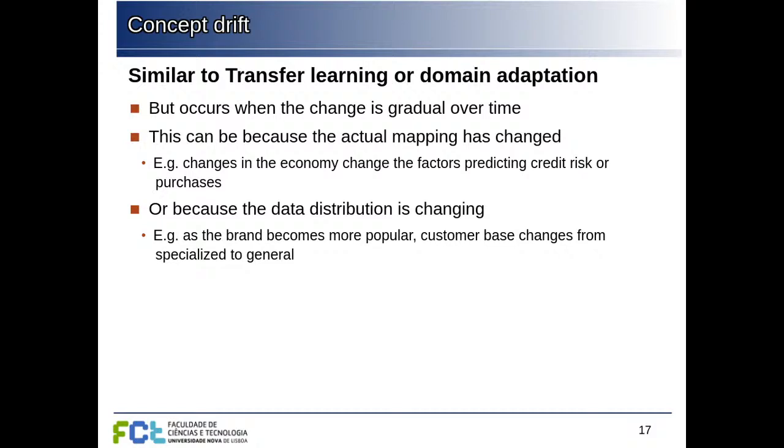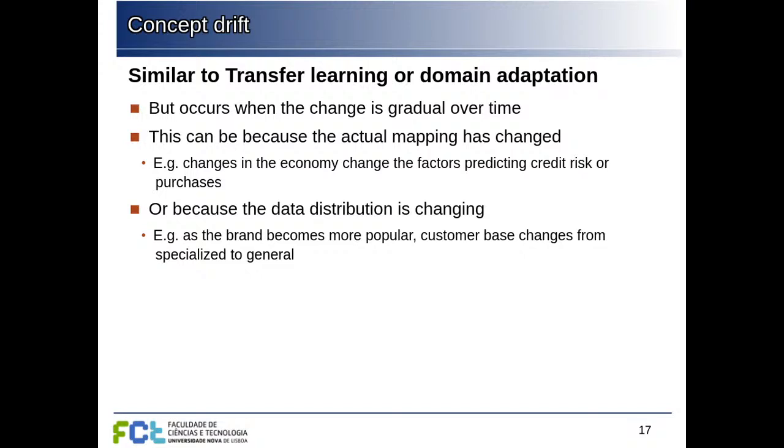The concept drift would be a case where something is changing, but it's a gradual change over time. This can be that the way the input maps to the output changes. For instance, changes in the economy may change the importance of some factors in assessing credit card risk, for example, if the person has a job or not, the kind of car they drive, things like that. This can change whether the economy is booming, and even if the person is currently without a job, they can easily find a new one, or if the economy is contracting, and then the importance may be different.